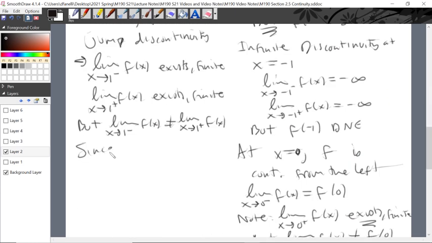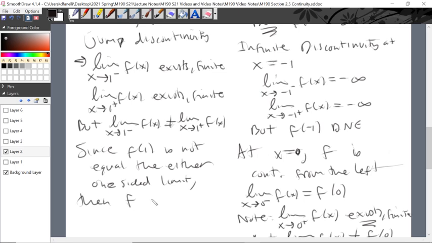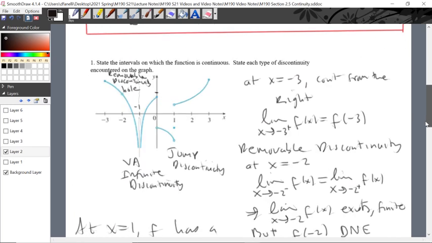So since f of 1 is not equal to either of these one-sided limits, then f is simply not continuous at x equal to 1. Not in any way. Not continuous from the left, not continuous from the right, not continuous in general.